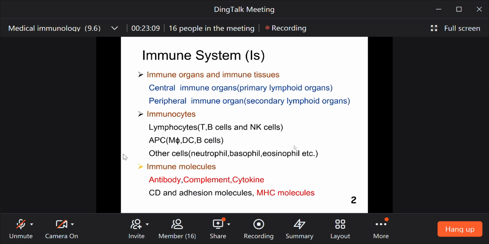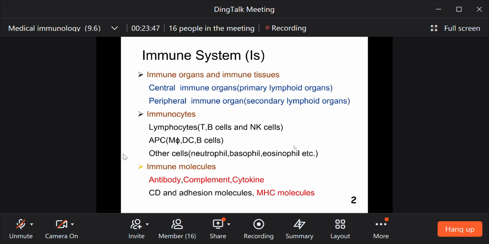Because the cell is not like the person, the cell has no eyes and hands. So how does the cell feel or touch, or get the information from the surrounding environment? It relies on the molecules on the surface of the cells.